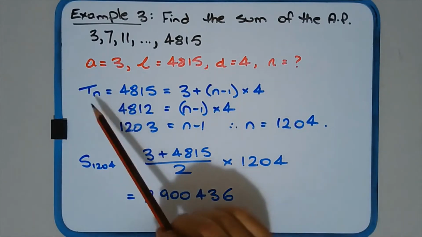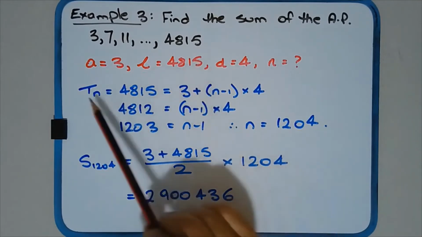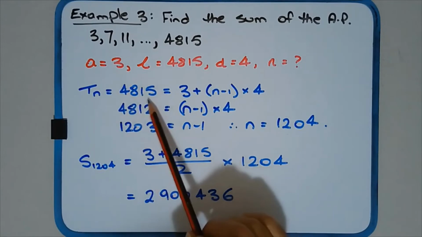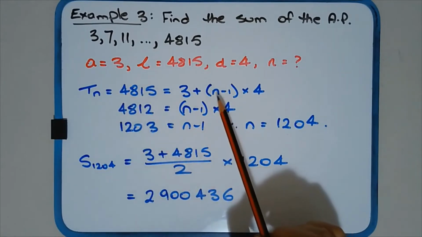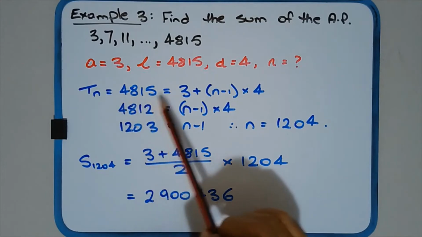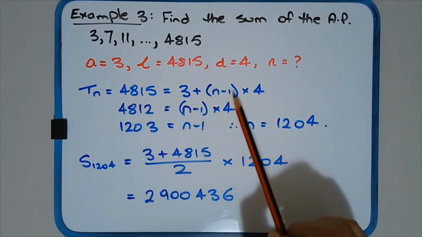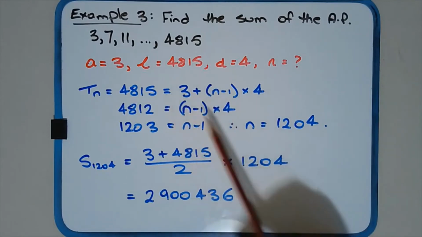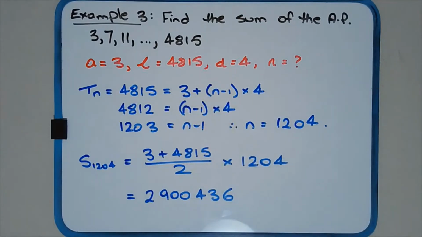So let's determine n first. So Tn is equal to 4,815. So I go straight to the last term and determine what value of n would give me the last term. So 4,815 is equal to 3 plus n minus 1 times 4. And we're going to solve for n. So this is the formula for the general term or the nth term of an arithmetic progression.